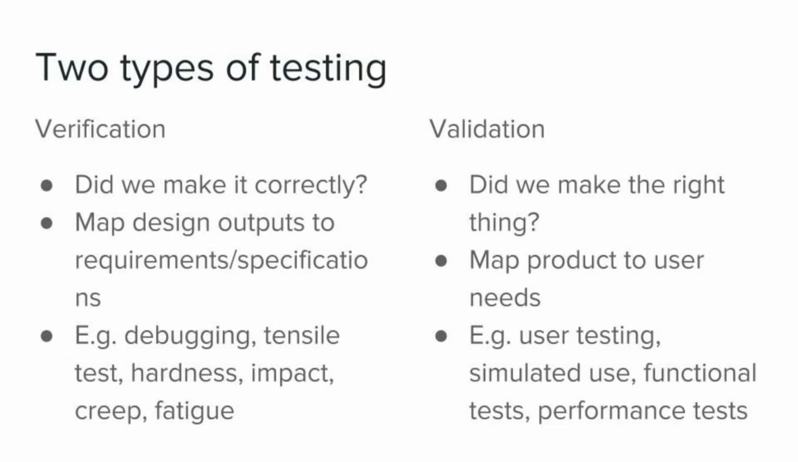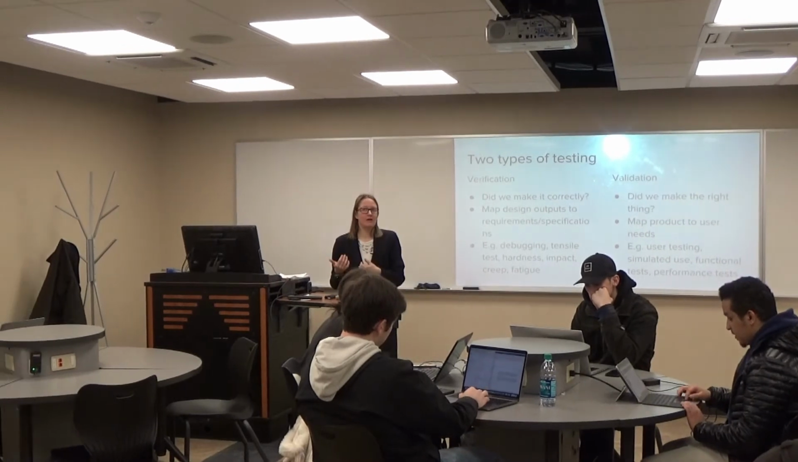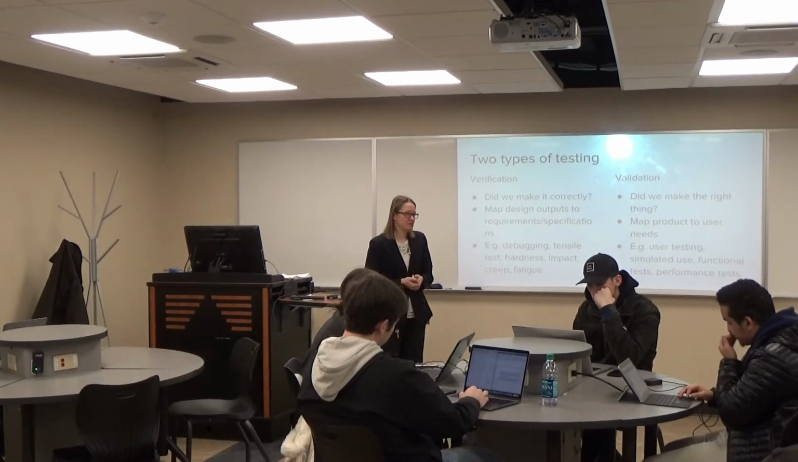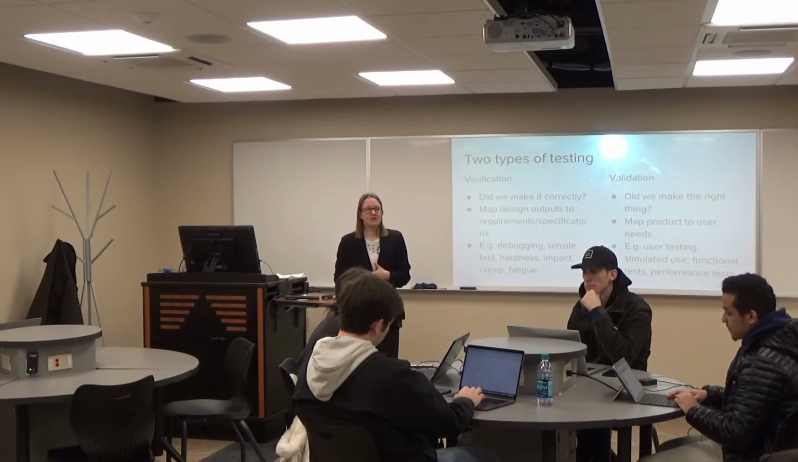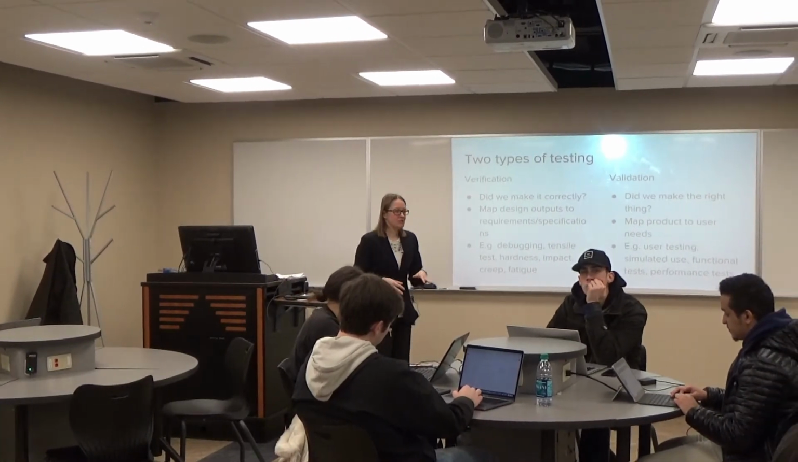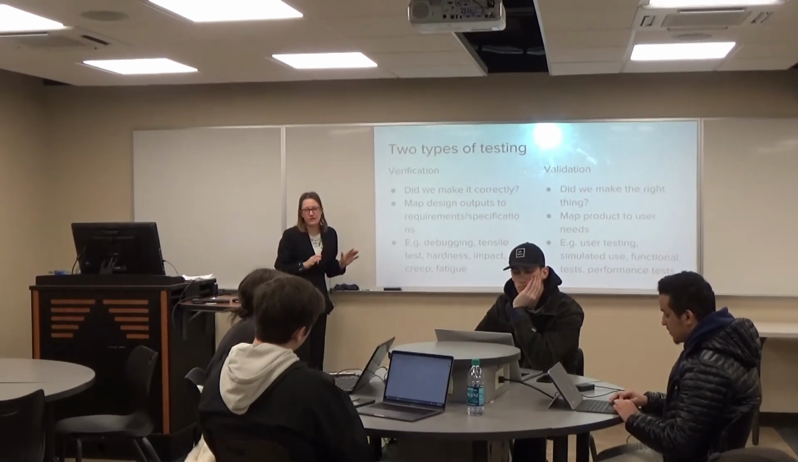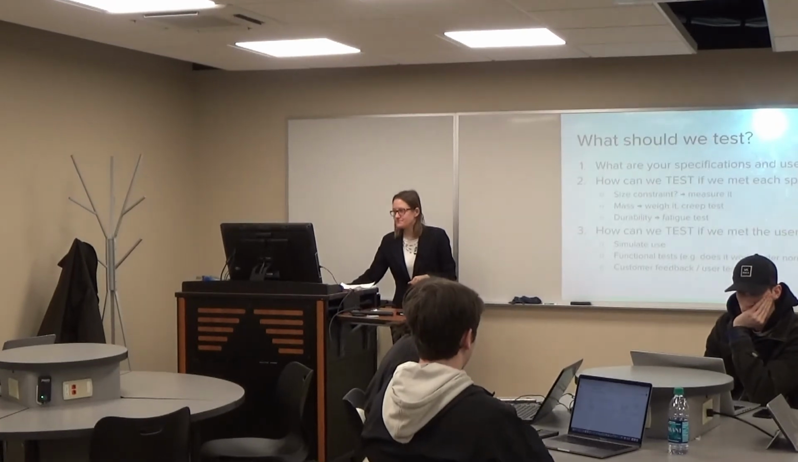The other type is validation. So did we make the right thing? We talked about the design process. We have a lot of different stakeholders, and they all have different needs. We need to make sure that we are meeting the needs that we set out to meet. So this is doing things like user testing or simulating use or doing functional or performance tests. All right, so kind of a lot going on there.